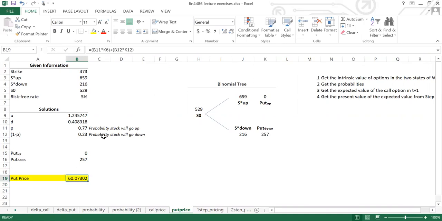So we have one last step, which is the fourth step. We need to take this whole thing in a parenthesis and then divide this by 1 plus 5%, and we end up with the put price today. So we have calculated the price of a call option, and we have calculated the price of a put option using a binomial tree, as long as we only have one step. And in the following video, we will also cover how to solve a two-step binomial tree.